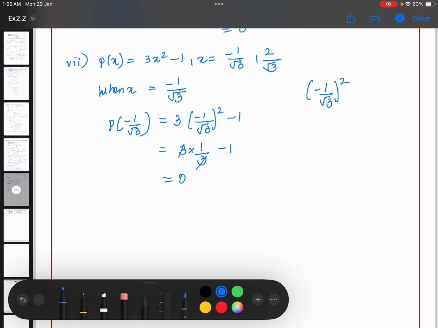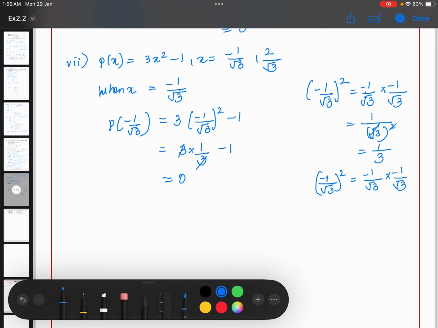So see, I'll just write it here. This simply means -1 by root 3 into -1 by root 3. Clear? So minus into minus becomes plus 1. There are different ways to interpret root 3 into root 3. Can you write it as root 3 whole thing square? So if it's whole thing square, it will cancel out and you'll get 1 by 3, right?